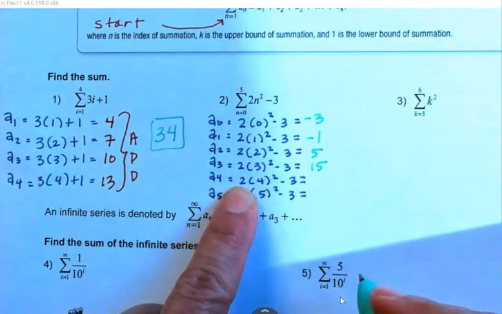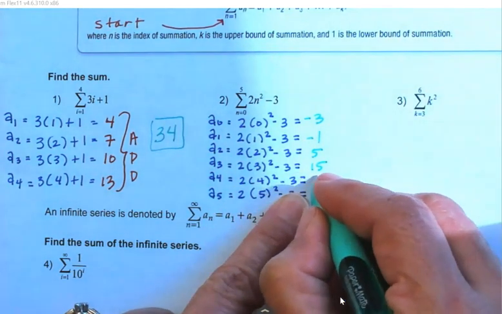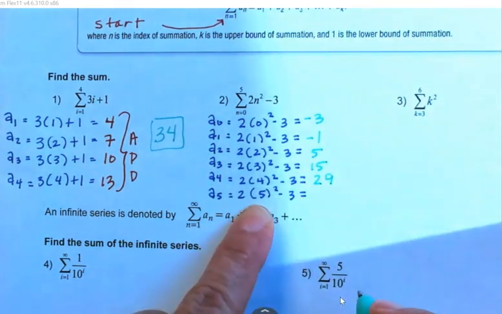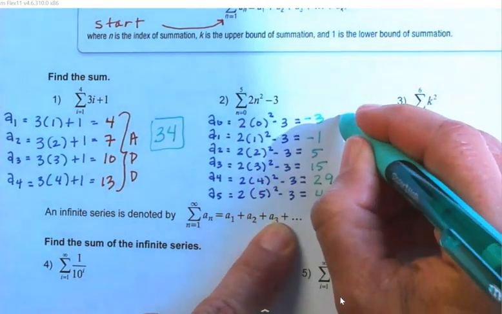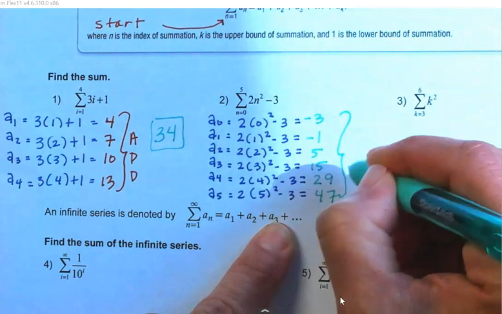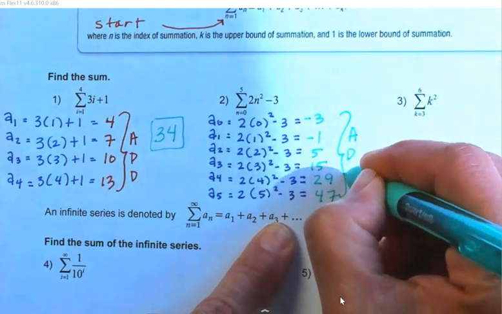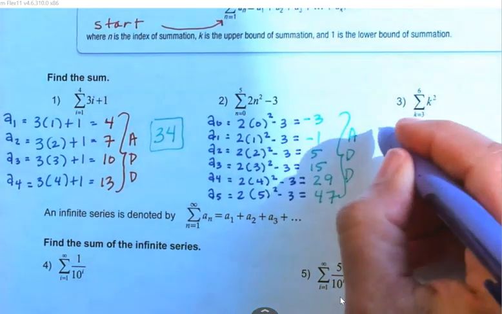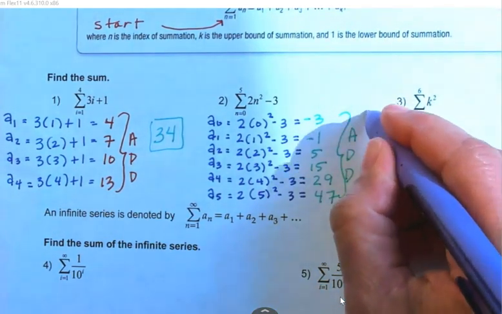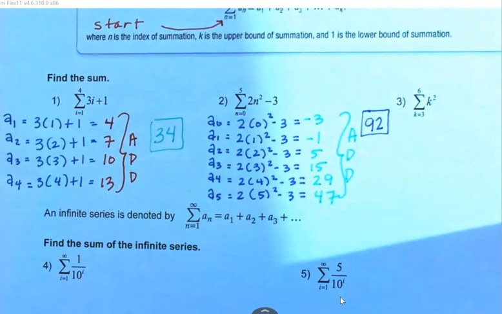16 times 2 is 32. So 32 minus 3 is 29. And this is going to be 47. So again, guys, please add those up. You should get 92. Add them up. Make sure you get 92 because that's the answer. And we're going to practice this one more time before we kind of level up a little bit.